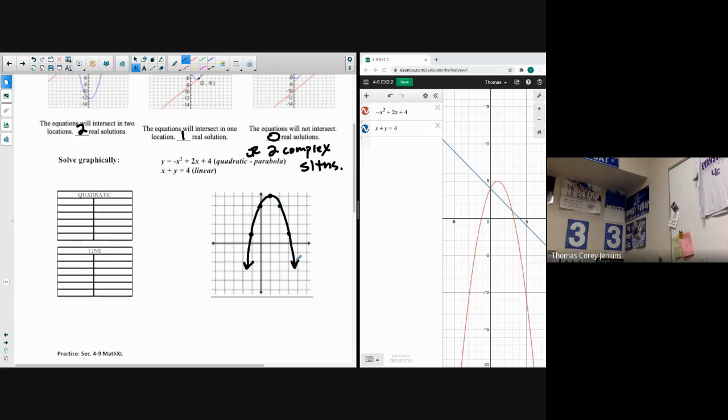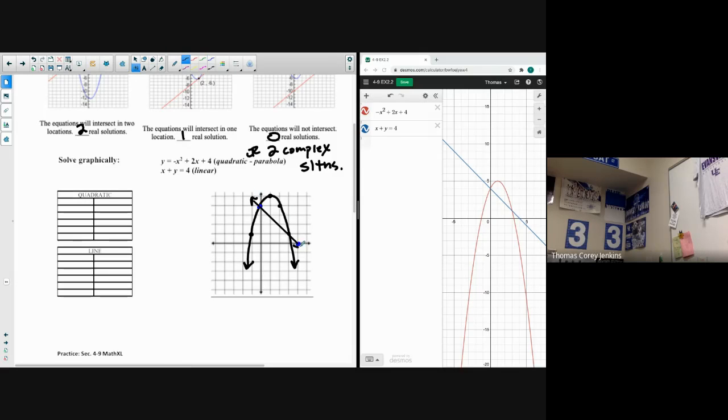And then for my line, I can always think about the intercepts. It looks like my x-intercept is at 4, 0, and my y-intercept is at 0, 4. I'll make it look nice and neat here, grab the straight line tool, just so it looks nice for the notes.